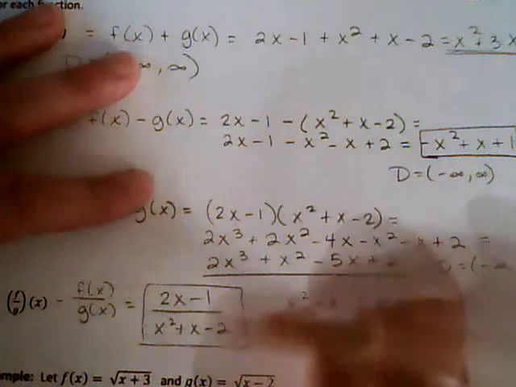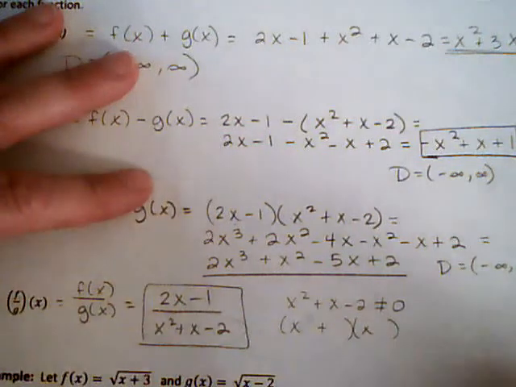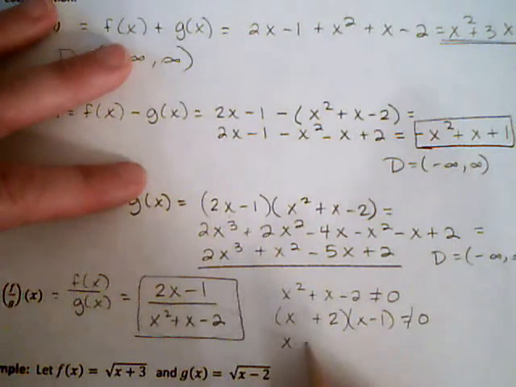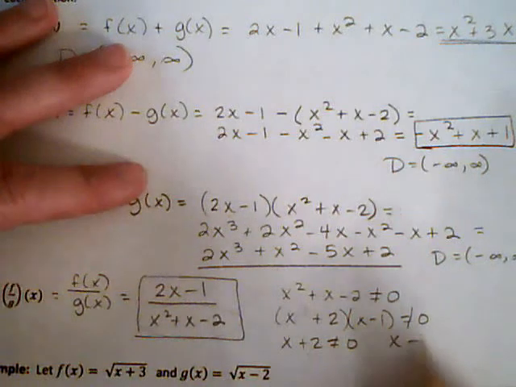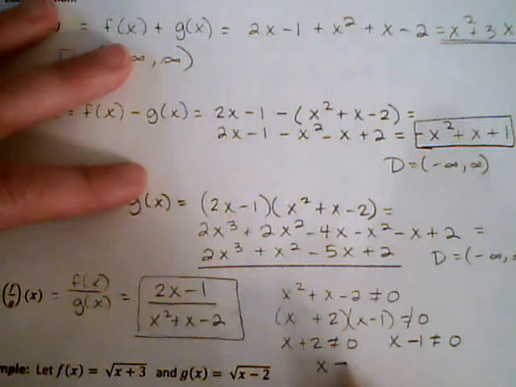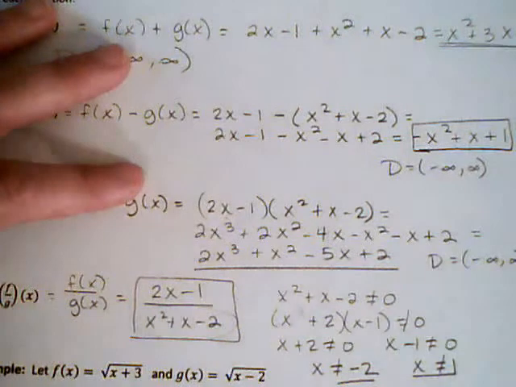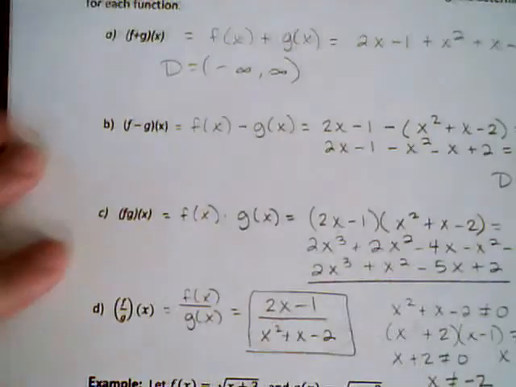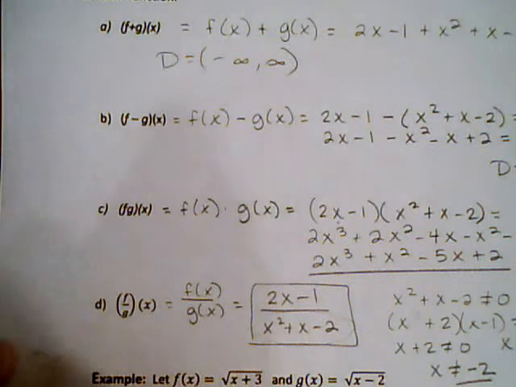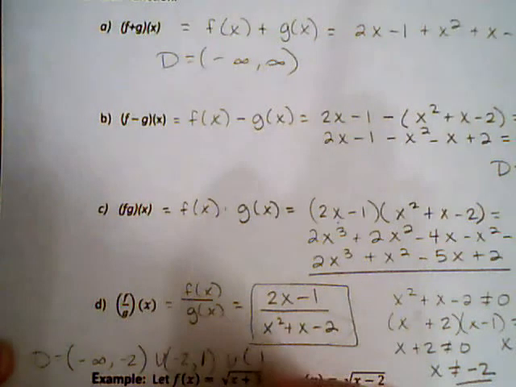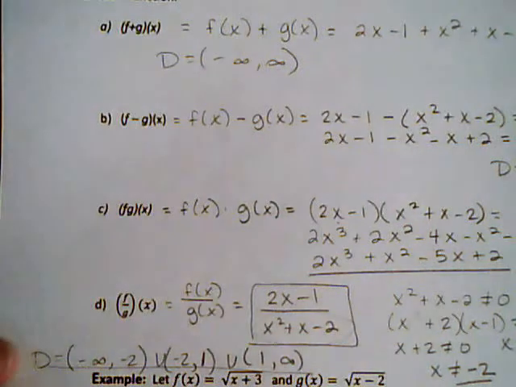So that's going to be x plus 2 and x minus 1, not equal 0. So this means x plus 2 and x minus 1 not equal to 0. So x cannot equal negative 2 and x cannot equal positive 1. So as far as the domain, I'm going to write it over here. We would say the domain would be from negative infinity to negative 2, union negative 2 to 1, union 1 to positive infinity. So we want to skip over negative 2 and skip over positive 1.